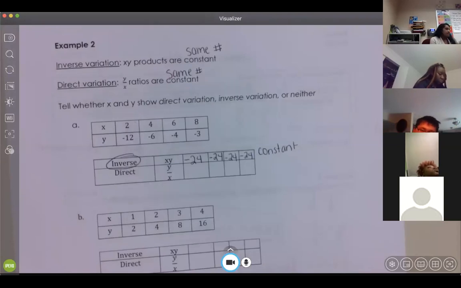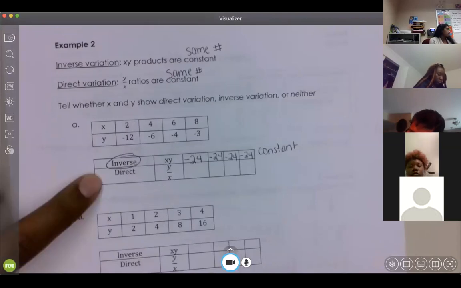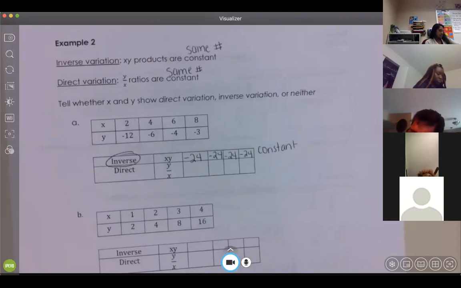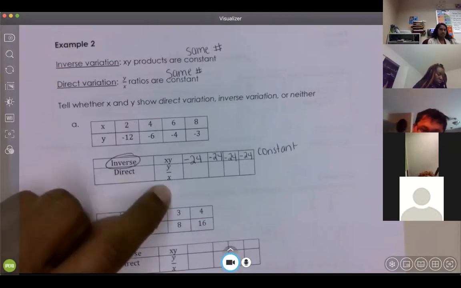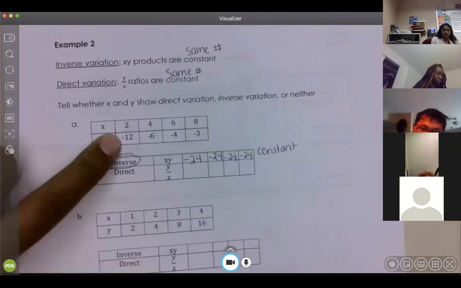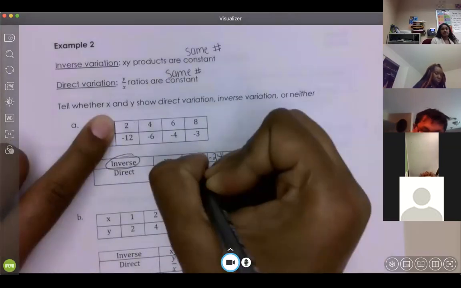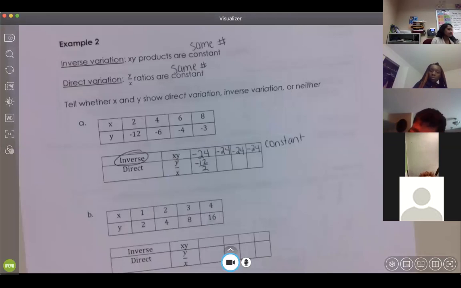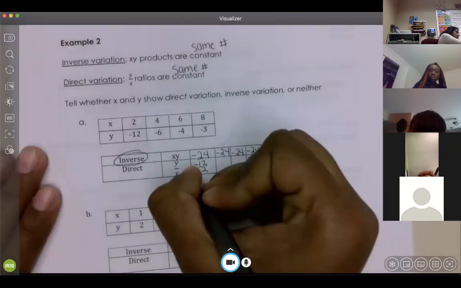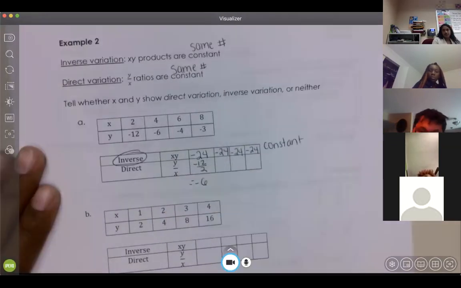Just for funsies, let's check direct. Let's make sure that direct is not constant. So to check if it's direct, you're going to divide y divided by x. So you're going to do negative 12 divided by 2. You always want y in the numerator. So negative 12 divided by 2 is equal to negative 6. Make sure you reduce it.